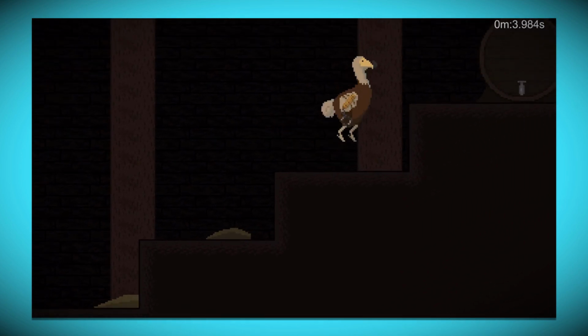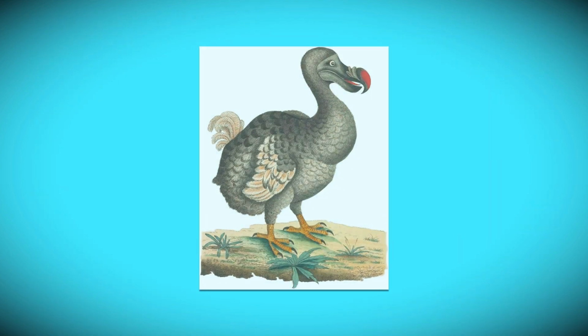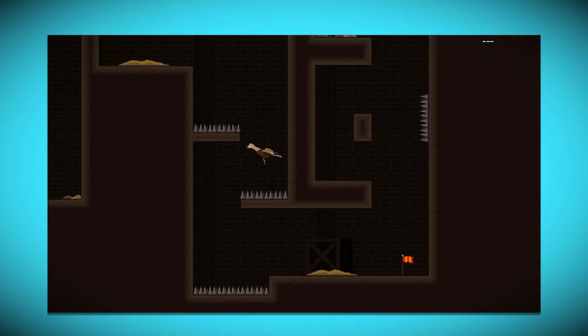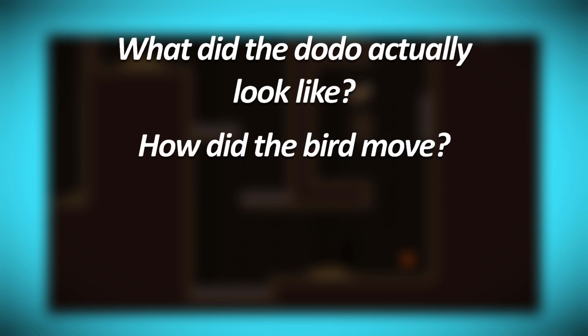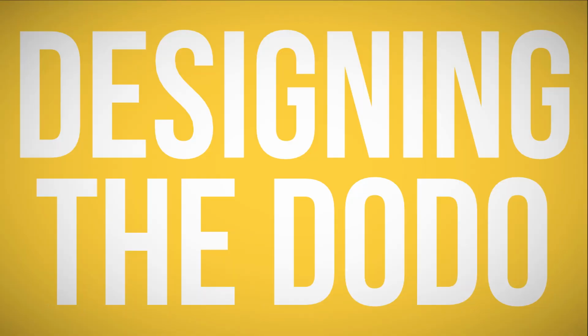My name is Jack, and today I'll be going over the animations of the Dodo. As many of you know, the Dodo sadly no longer exists. This left me with some unique challenges when coming to animate one, since I couldn't just go out in the wild and find a Dodo to reference. Challenges such as, what did the Dodo actually look like, and how did the bird move, and how do we accurately convey this in a game about running, jumping, and swinging?